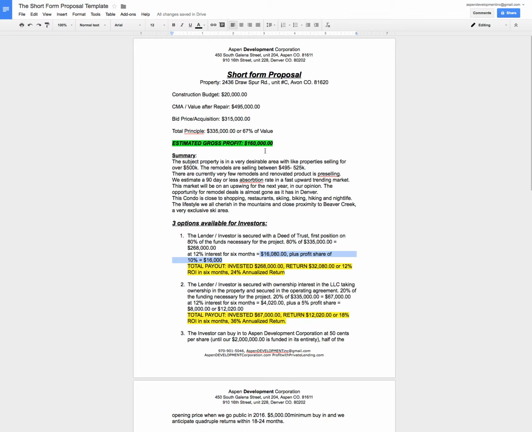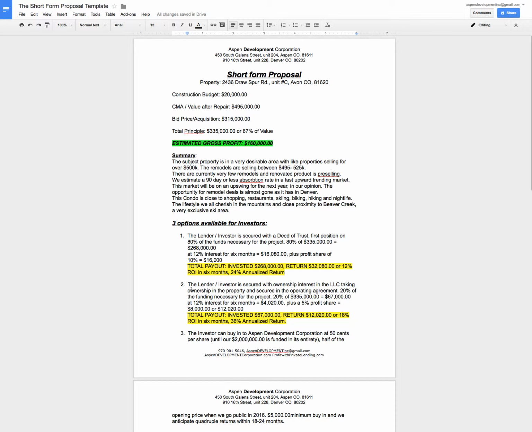You know how you got that, right? Profits up here, estimated profit, times 0.1 is 16,000. Okay, and then I add it all up. So total payout invested is 268,000, which we had here. Return has the interest, right, plus the 10% profit share. So that's 32,080. And then you take 32,080 divided by 268,000, you come up with 12%. Or, I'm sorry, 24% annualized return. Cut that in half for 6 months. There you go. Okay, so it's a 12% in 6 months. It's a 24% 12-month or annualized return.